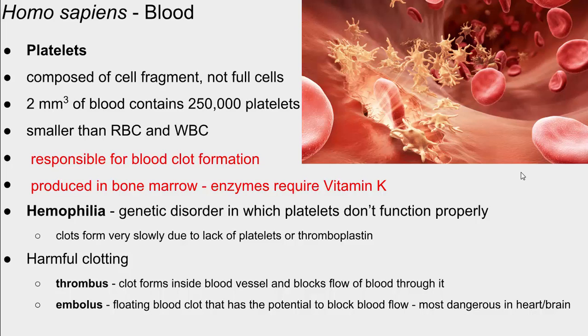There's also the opposite problem. Sometimes a person's blood clots too often or at the wrong time, and that's dangerous as well, because if a blood clot forms internally in our blood vessels, it restricts the flow of blood in certain parts of the body. That's called a thrombus.